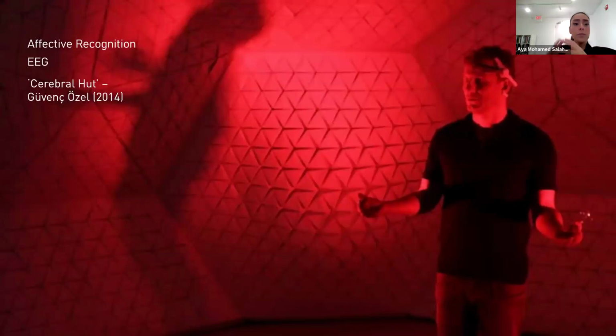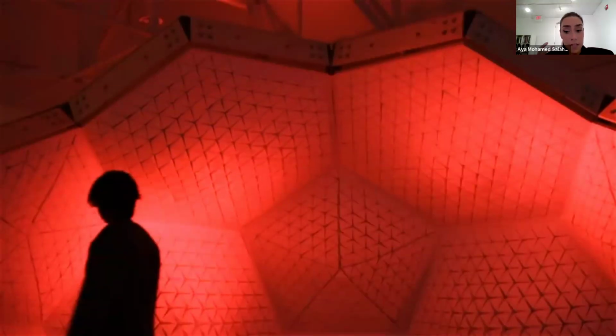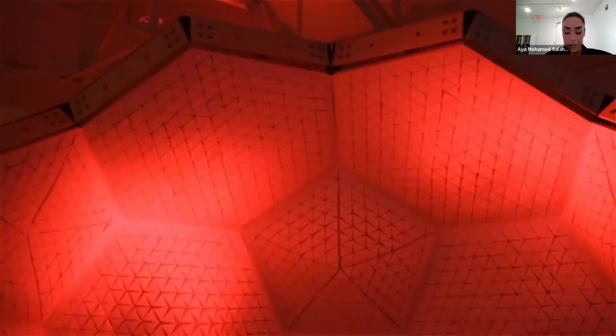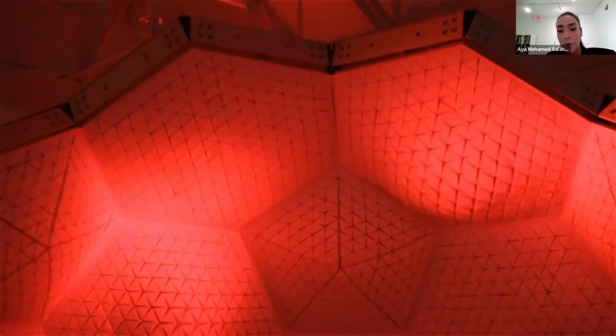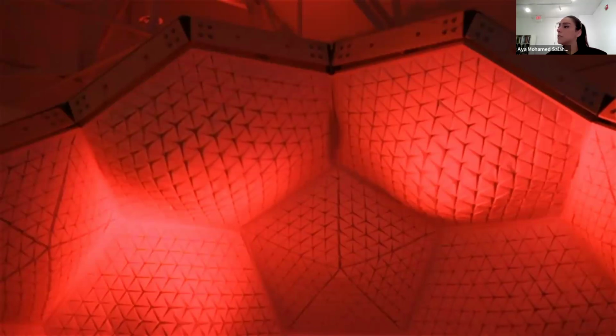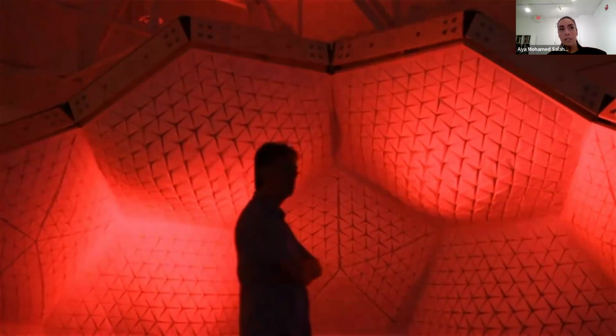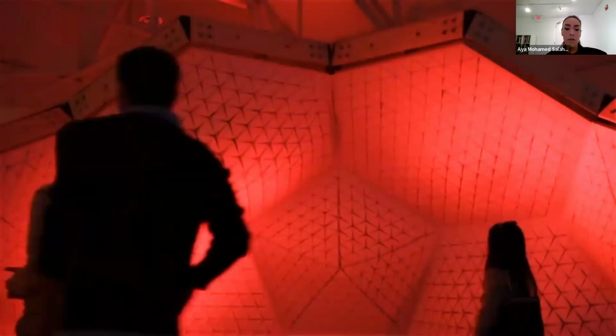And here we have Cerebral Hut by Ozell. And with Cerebral Hut, it reimagines a space that could integrate EEG into its dynamism and responsiveness. So in a way here, my concern is not really in the particular responses or interactions, nor is it proposing a particular design language. It's merely to showcase some precedents that have been integrating affective data.